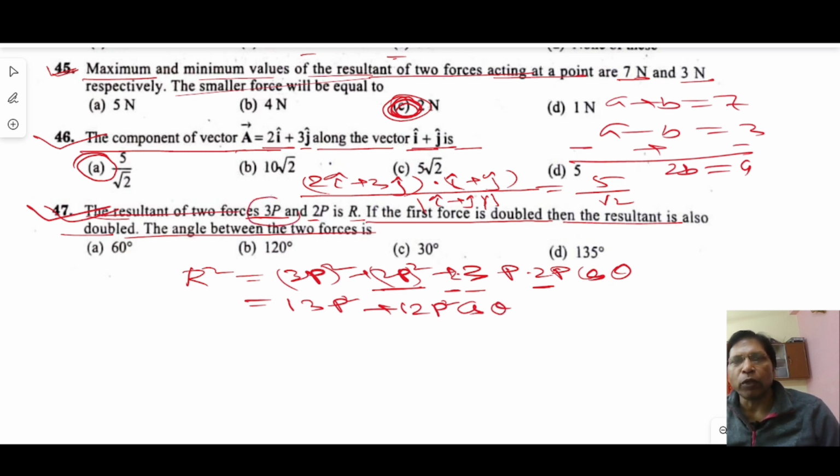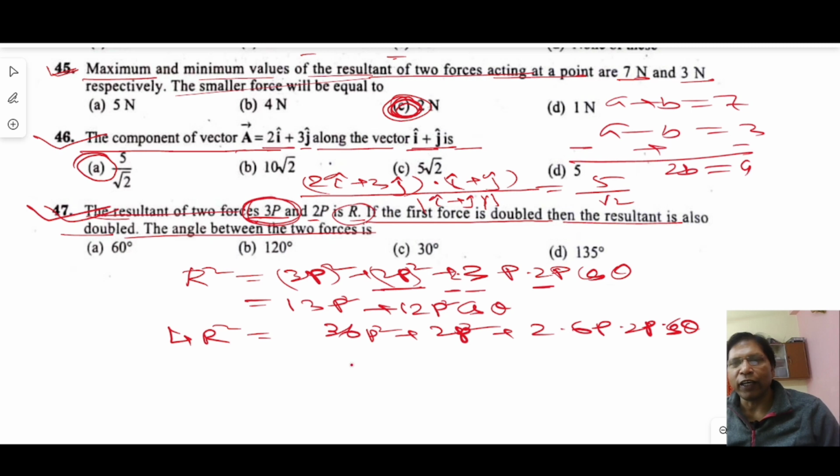Now when the first force doubles, this is the 6p, R becomes 2R. So look at this, this is the 4R square. This equal to 6p square, that is 36p square plus 2p square plus 2 into 6p into 2p into cos theta. Okay. Now look at this, this is the 4p square plus 36p square. So this is the 40p square.